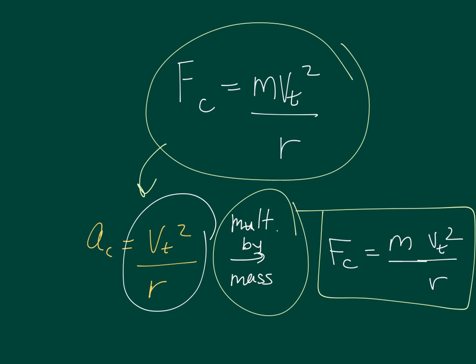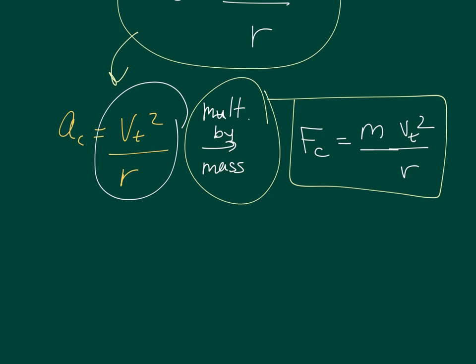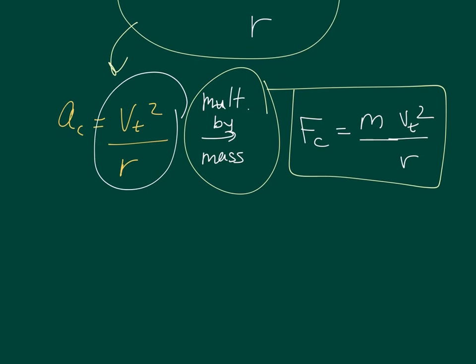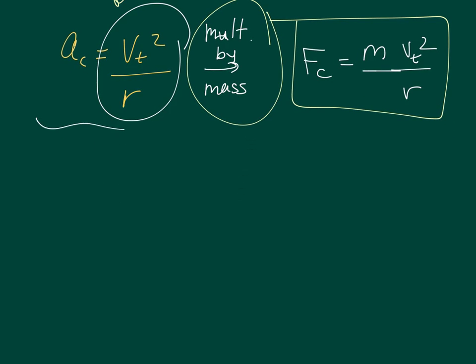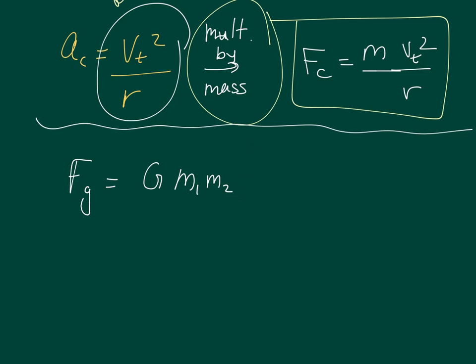R has 3 definitions for this test. Let's make sure we understand all 3 of them. That's the first one. Okay, R in this formula is radius. How about in this formula? So in the first formula, R is the radius of the circular path that the object travels in.